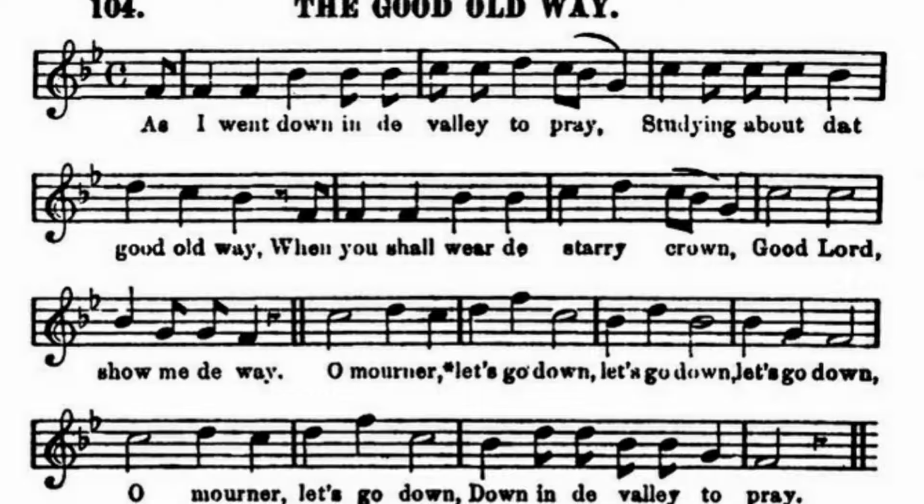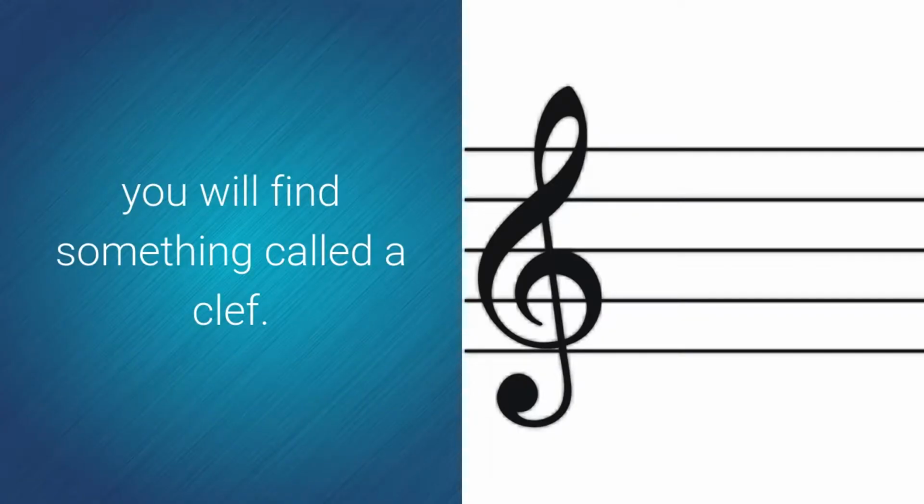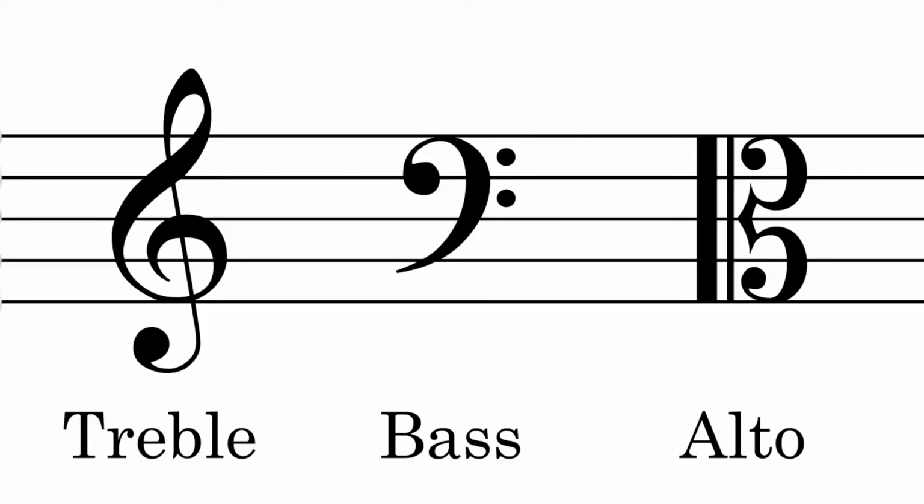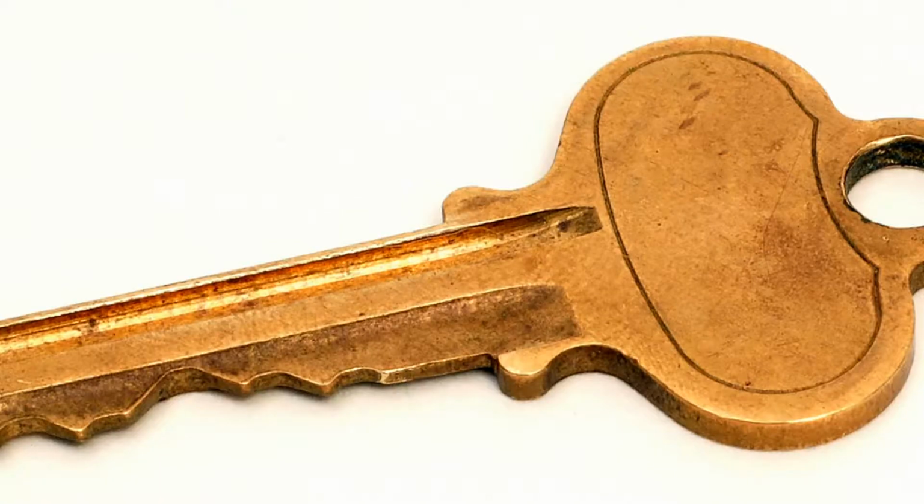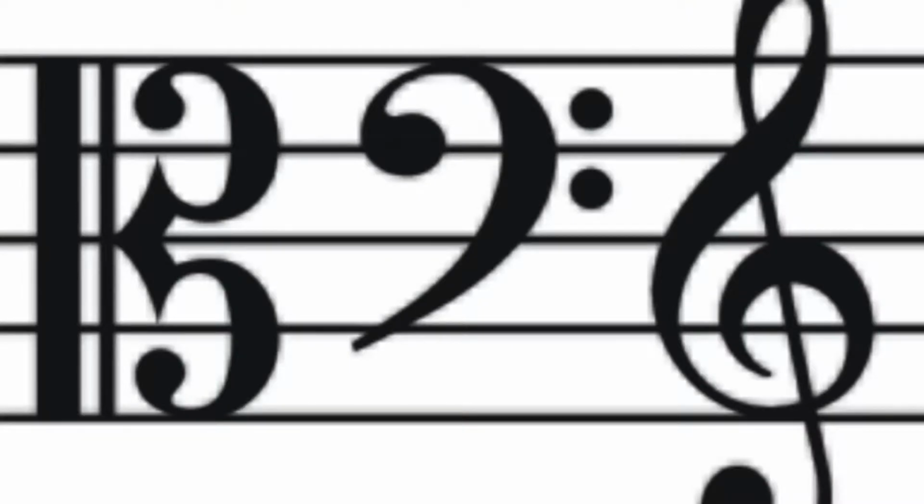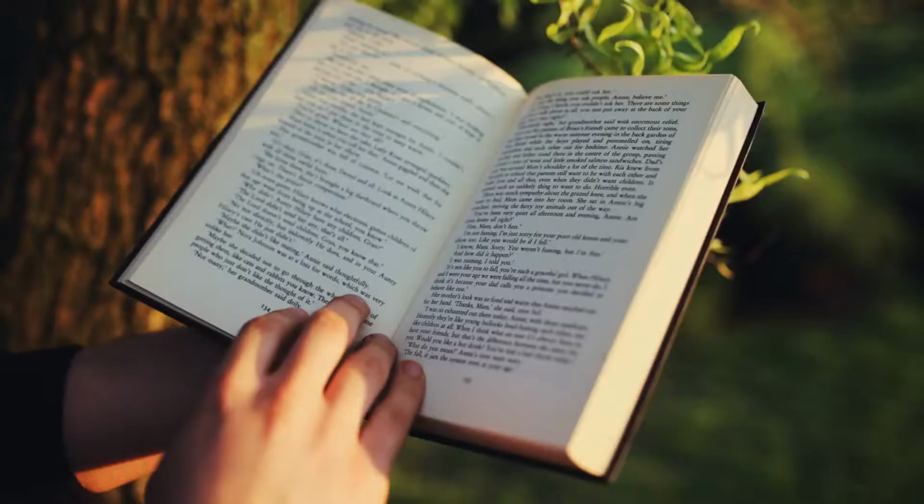At the very beginning of the staves, you will find something called a clef. Here are some examples. 1. The G clef. 2. The F clef. 3. The C clef. Each clef is like a key that unlocks the mystery of what the notes mean. In fact, the French word for key is clef, which is spelled C-L-E-F. Different clefs are used for different instruments, based on the types of sound they produce. This is purely for ease of reading.